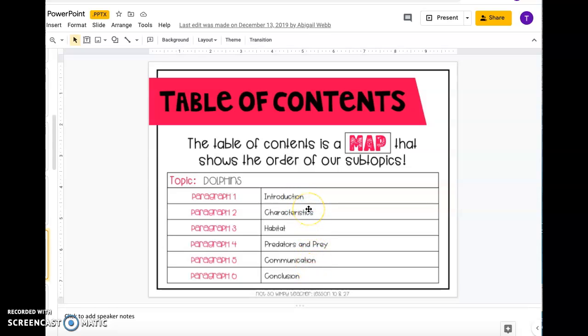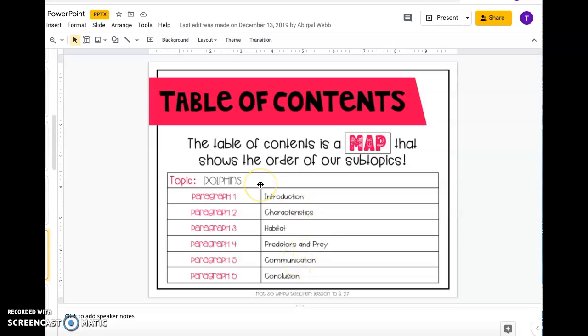And then you and I can talk about if your order makes sense in general, but you're going to take your subtopics from yesterday and put them in this table of contents map, the blank one, and you're going to list them in order from start to finish. So you'll start with introduction, you'll end with conclusion, and then you're going to put your other subtopics in order that you want to write about them in.